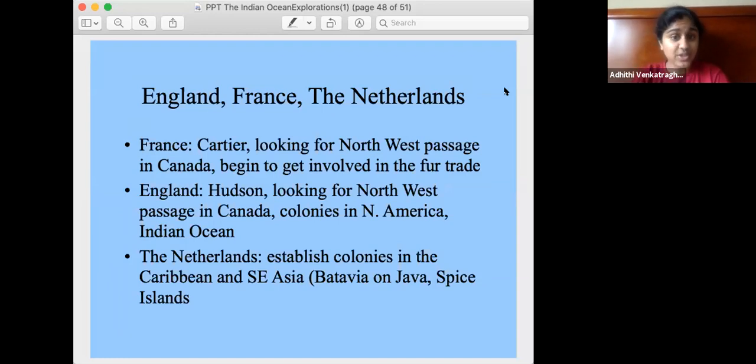So France began with Cartier looking for the Northwest Passage in Canada, who began to get involved in the fur trade. England came to the Hudson looking for the Northwest Passage in Canada as well, and it made colonies in North America and the Indian Ocean. The Netherlands established colonies in the Caribbean and Southeast Asia, such as Batavia on Java and the Spice Islands.